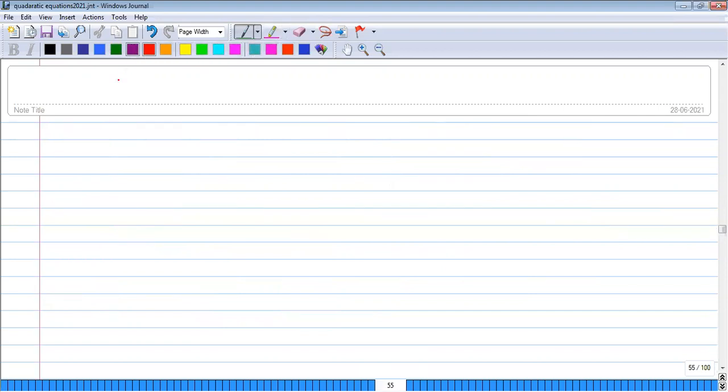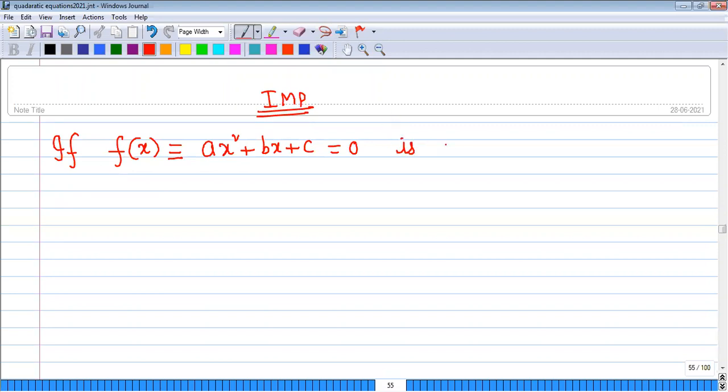And one more important point. If f of x equals ax square plus bx plus c, this is a quadratic expression. Or equal to 0, now it's a quadratic equation. You can say f of x is equal to ax square plus bx plus c is equal to 0 is a quadratic equation.